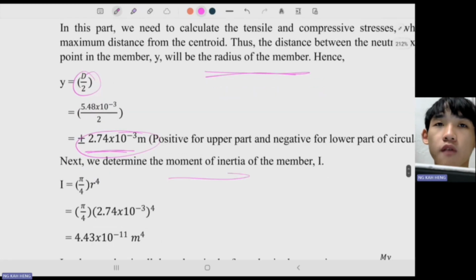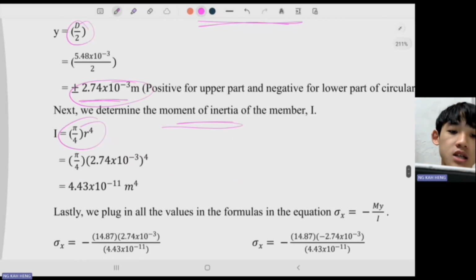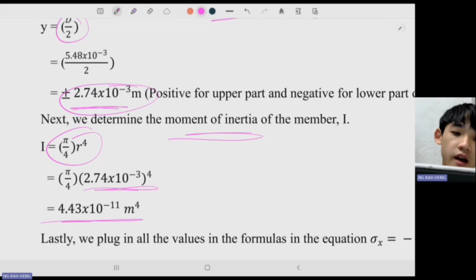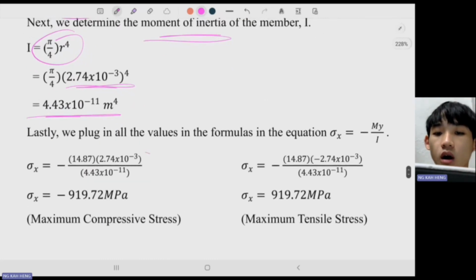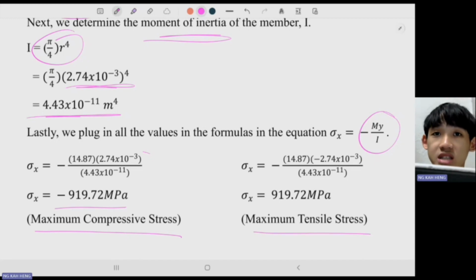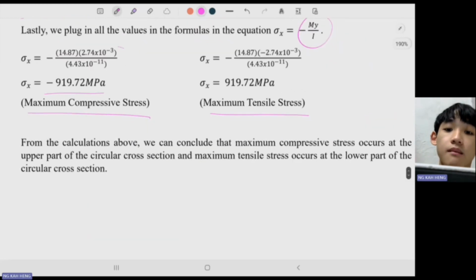Then we can determine the moment of inertia of the member, using the formula for a circle. Substituting in the R value, we get 4.43 multiplied by 10 to the power of -11 meter to the power of 4. Then by inserting all the values calculated above into this formula, the maximum compressive stress is negative 919.72 megapascal, and the maximum tensile stress is 919.72 megapascal.